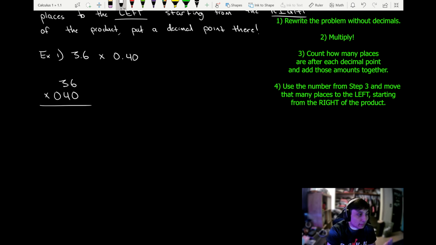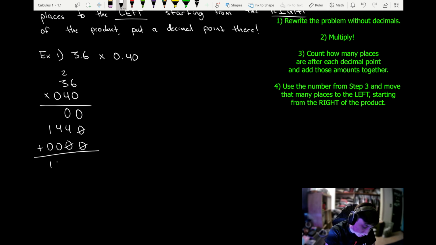So then we multiply this normally, right? 0 times 6, 0. 0 times 3, 0. Placeholder 0. 4 times 6, 24. 4 times 3, 12 plus 2 is 14. So if we did that last multiplication with that last 0 all the way to the left, we have two placeholder zeros, and 0 times 6, 0, 0 times 3, 0. So it doesn't even matter. The last row is all zeros anyway. So our final answer will be 1440. But that's not actually true yet, right? 1440 is 36 times 40, but what we originally had was 3.6 times 0.40.